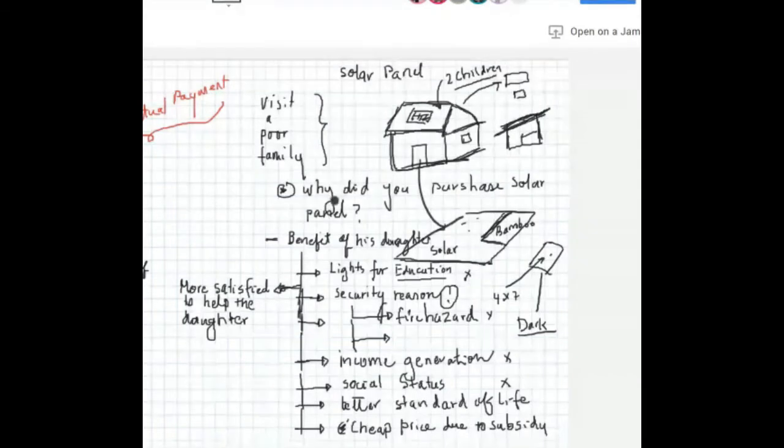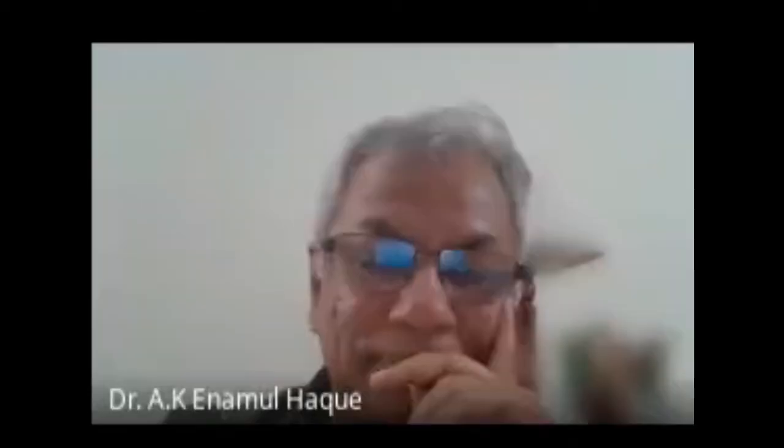Sir, what if he had given it as dowry before? So this is her house. Sir, can it be for restoration of energy? What does it mean? Sir, if he purchases a solar panel, then he can store energy for the night.